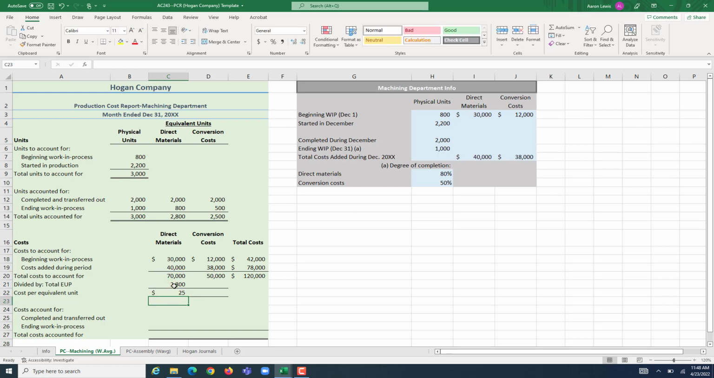I determine that Hogan Company spends about $25 in material costs to cut the parts and machine the parts that are eventually going to be made into a gonculator within this machining department.